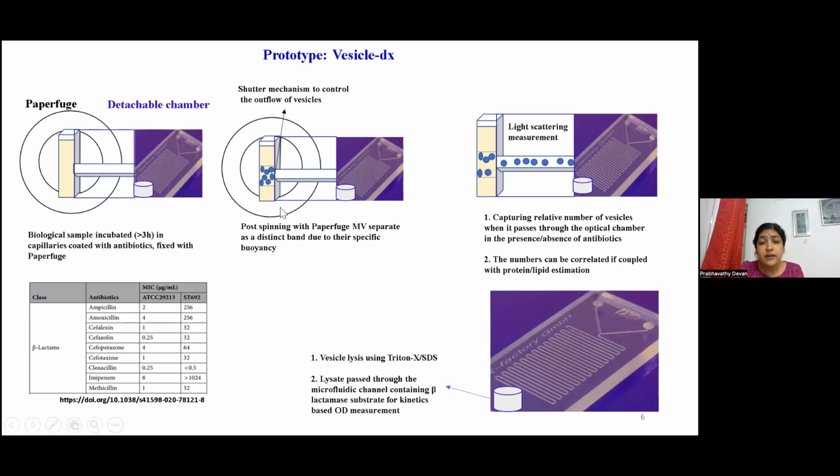Post-spinning, we'll be able to distinctly see the vesicle-enriched band. Or in case we are not able to get the band at the appropriate position every time and with different samples, we can have an approach where you have multiple channels that can capture different fractions. We'll be able to screen them based on the scattering property, whether that particular channel or band had more vesicles or not, right? So then after the lysis, we are able to see the enzyme-based activity.